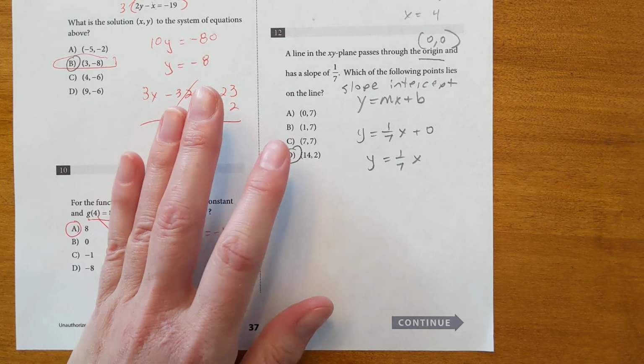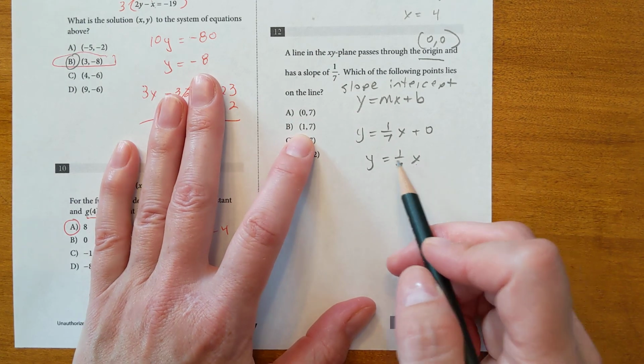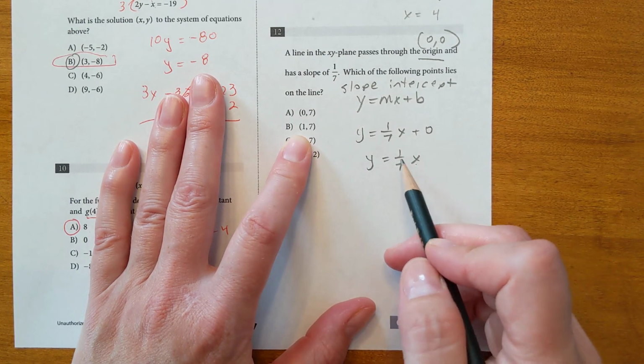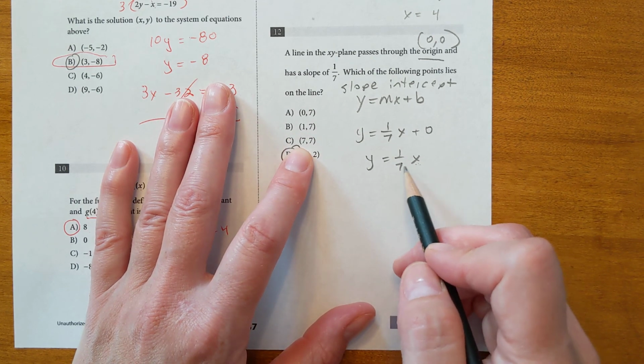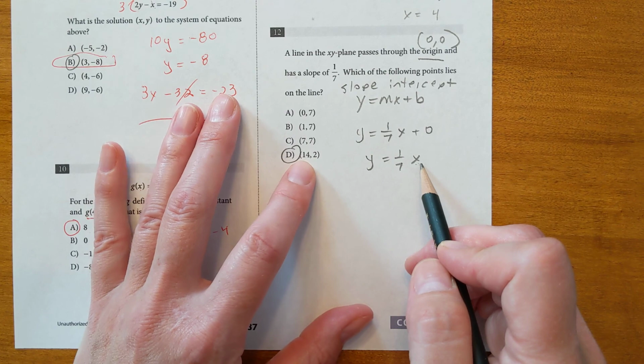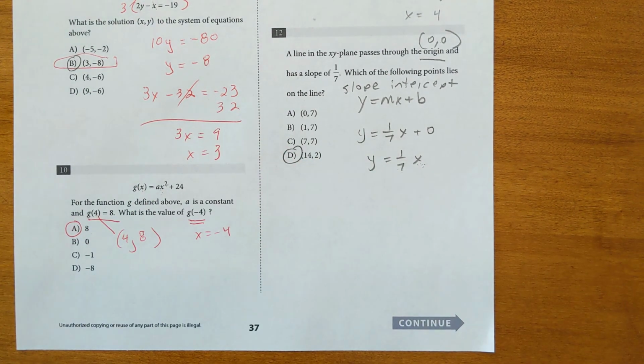So if you took down here and plugged all those numbers in, if you put 0 in, you get 0. So it's not that. If you put the number 1 in for x, 1/7 times 1 is 1/7. No. If you plug in 7, a 7th of 7 is 1. No. If you plug 14 in, 1/7 of 14 is 2. So that gives you that.